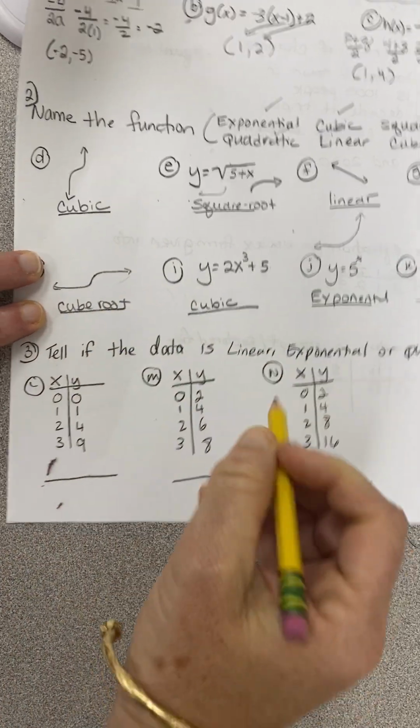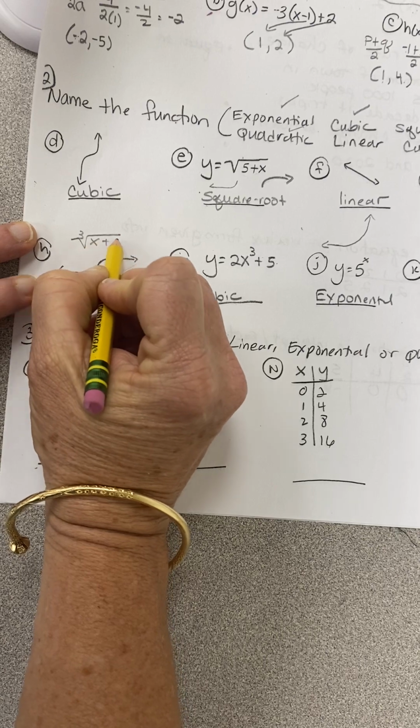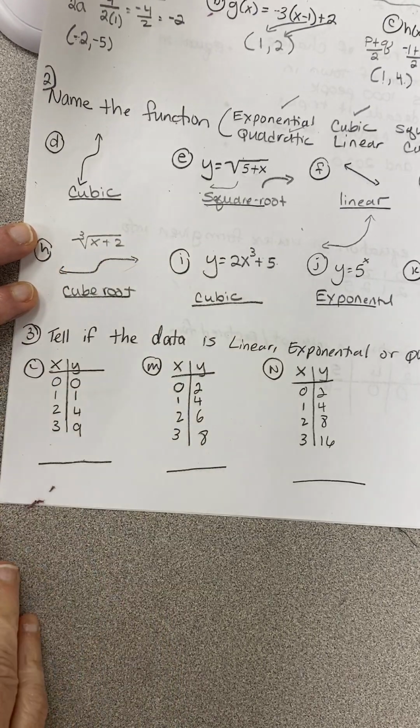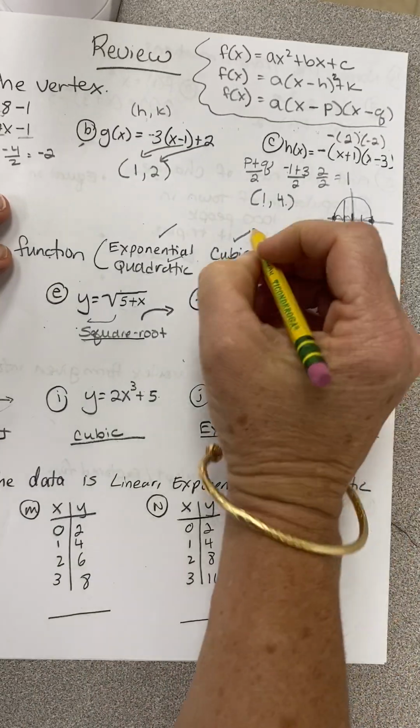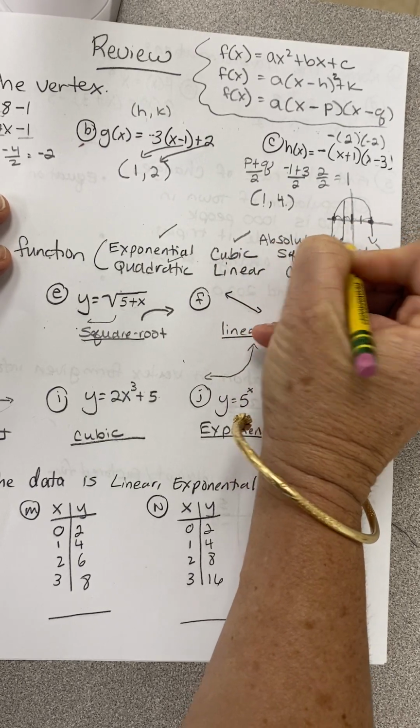This one is a cube root function. If you wanted to know what the equation would look like, it would be pretty easy because it would have a cube root right there. The only one I also didn't mention was absolute value. I should have probably added that in.